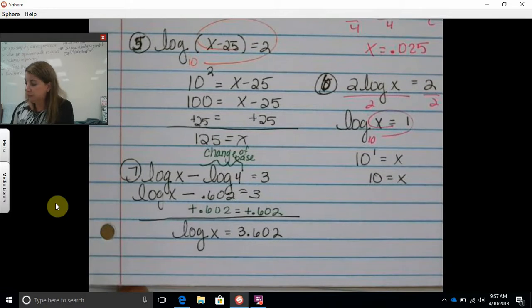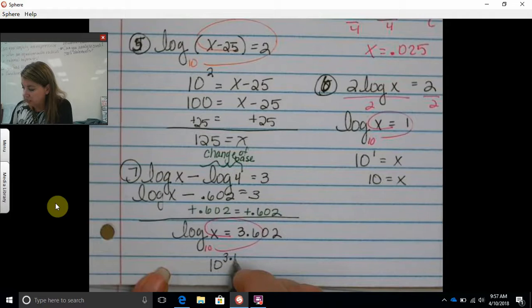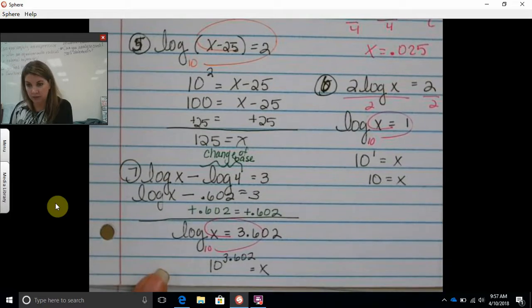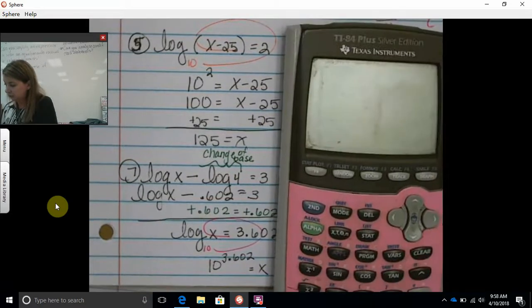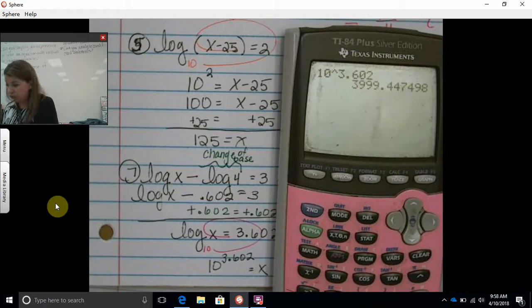Anyone? Yep, write it as an exponential equation, right? We know the base is 10. So 10 raised to the 3.602 will give me my x. And then, of course, I can just put that in the calculator. And x is equal to approximately 3,999.447.